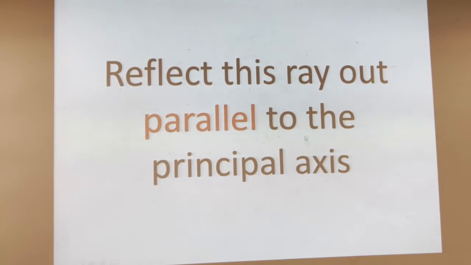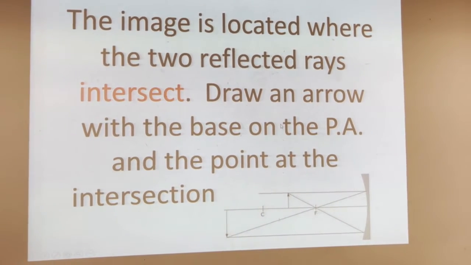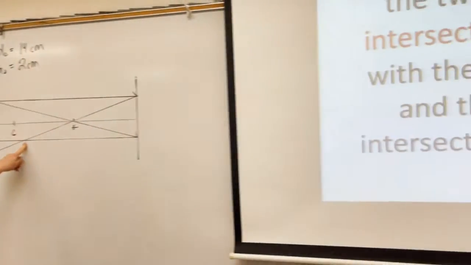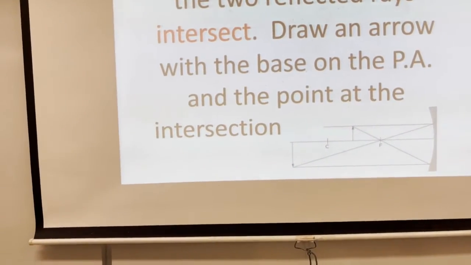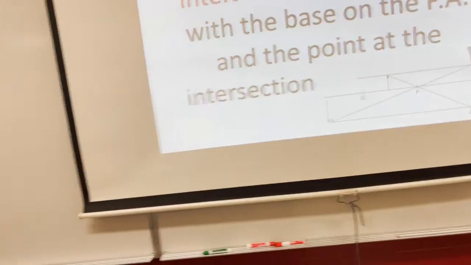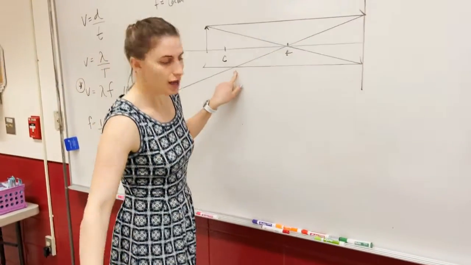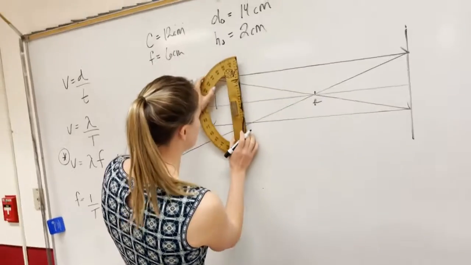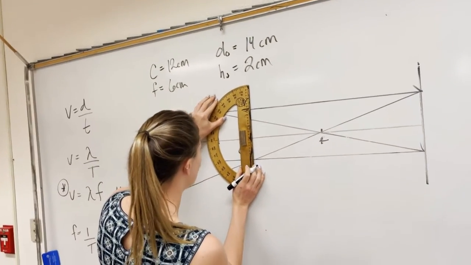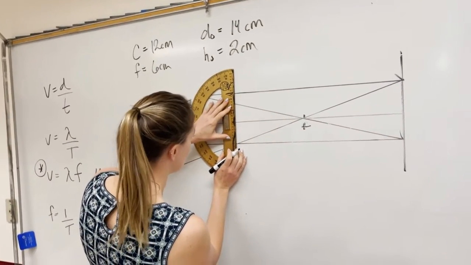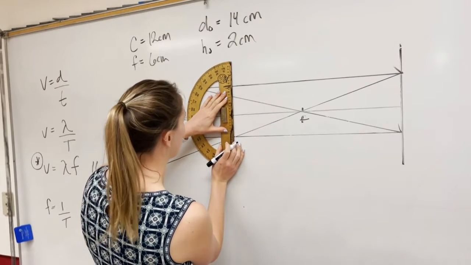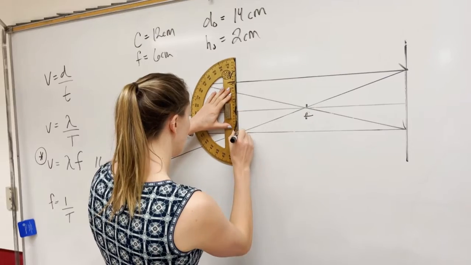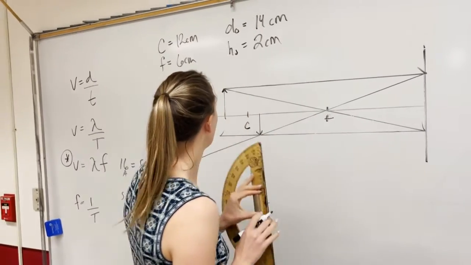Okay, the image is located where the two reflected rays intersect. So right here. Draw an arrow with the base on the principal axis and the point at the intersection. Now you're going to use your protractor. Do not freehand this. So right here is where they cross. You want the arrow to be perpendicular to your principal axis. Put an arrowhead on it.